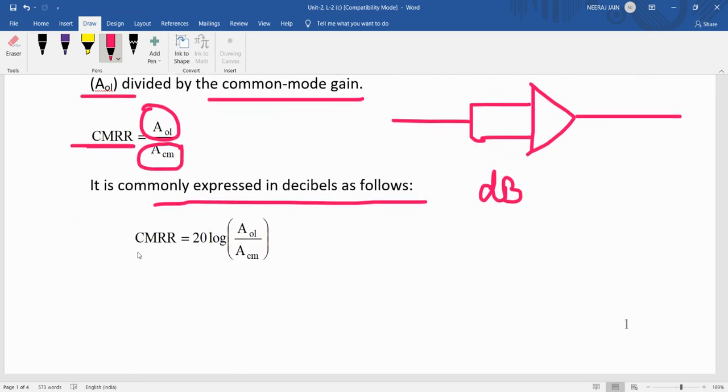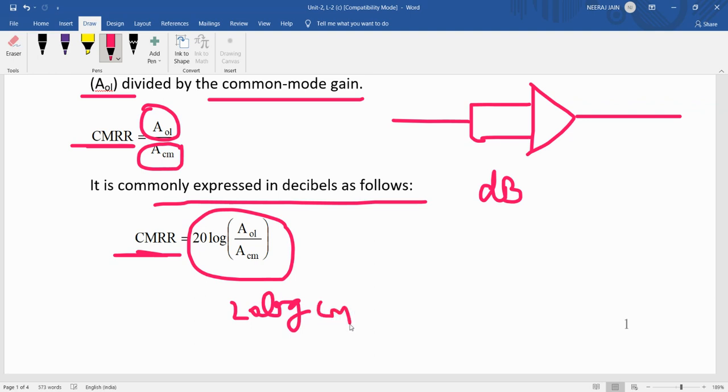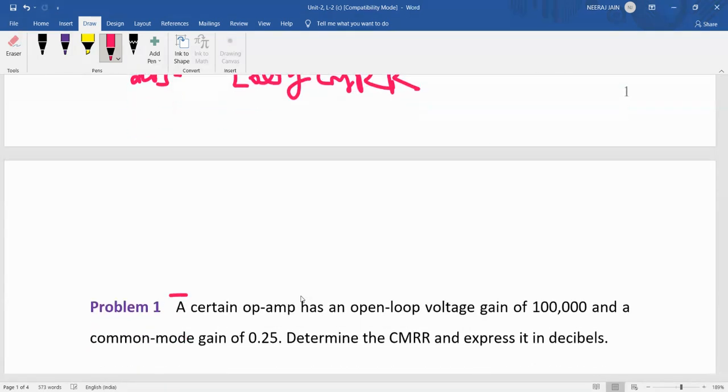And what is the dB? To find the dB, we can use the formula 20 log AOI upon ACM, meaning 20 log of the value of the CMRR obtained, and that gives the dB value of CMRR.